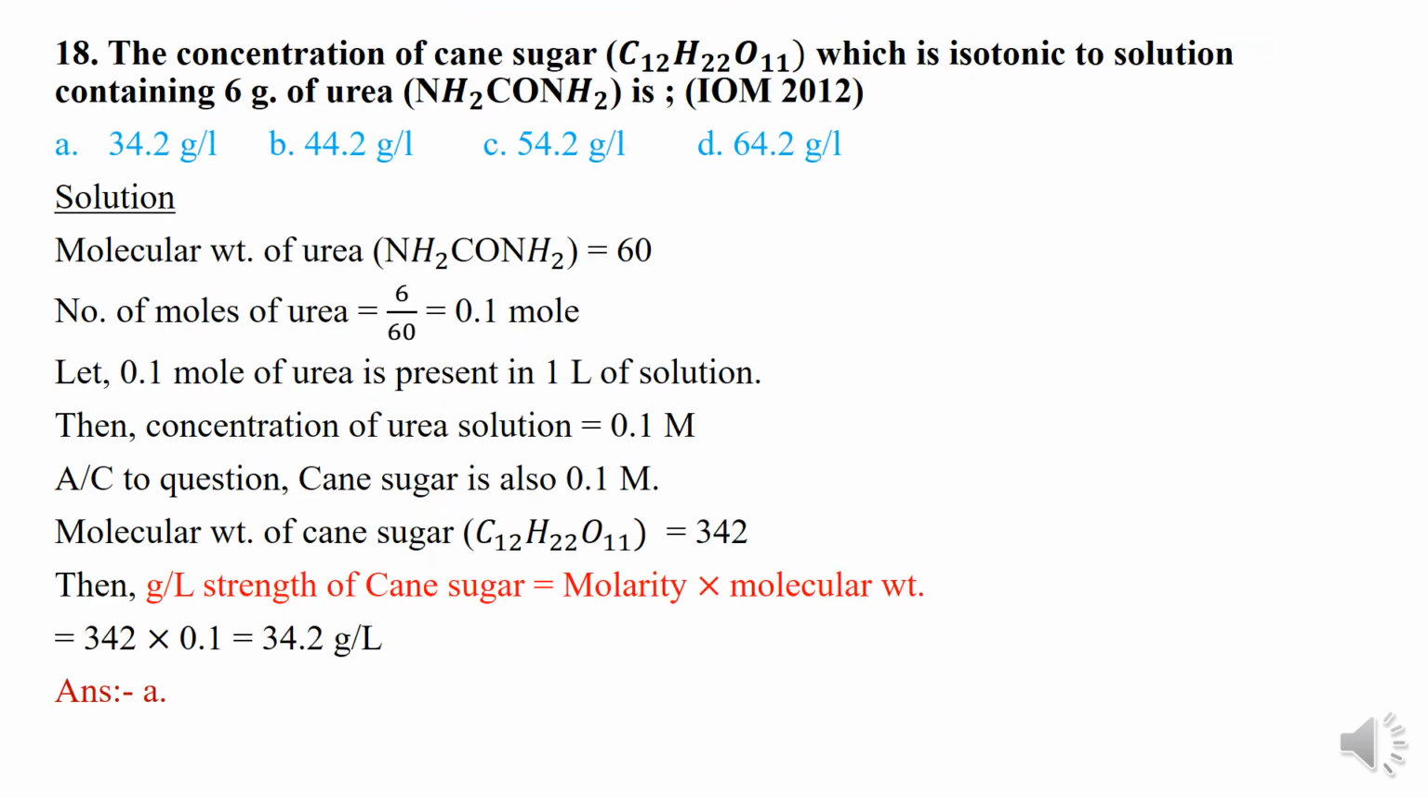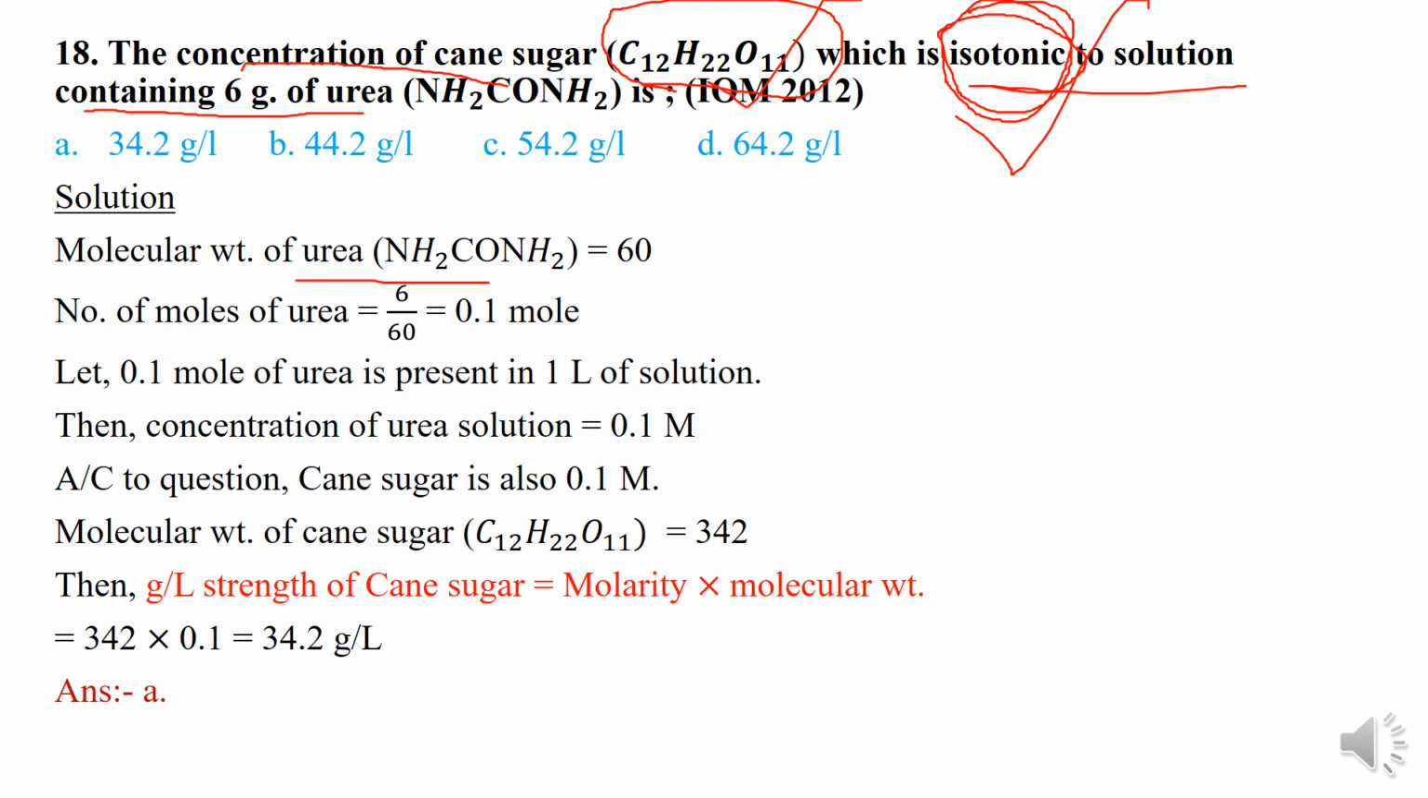Next question: the concentration of cane sugar, C12H22O11, also known as sucrose, which is isotonic to a solution containing 6 gram of urea. Isotonic means same concentration, right? Same concentration of urea and cane sugar. The molecular weight of urea is 60, right? Using the molecular formula of urea, the molecular weight will be 60.